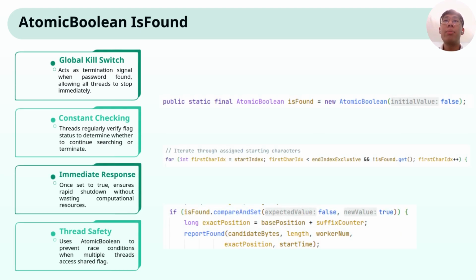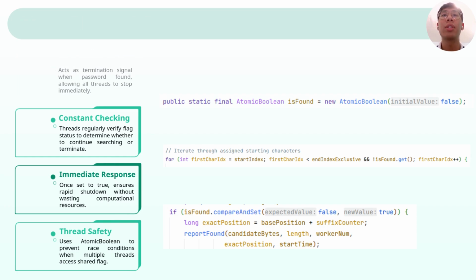Moving to section 2 about synchronization, our primary control mechanism is the global kill switch. It's implemented via an atomic boolean named isFound. Unlike a standard boolean, which can be cached by CPUs, the atomic boolean guarantees that the changes are instantly visible to all threads. As shown in the code, every thread checks isFound in its loop. The moment a thread finds the password, it uses compareAndSet to flip the flag to true. This triggers an immediate response, forcing all other threads to stop work instantly and preventing them from wasting resources.